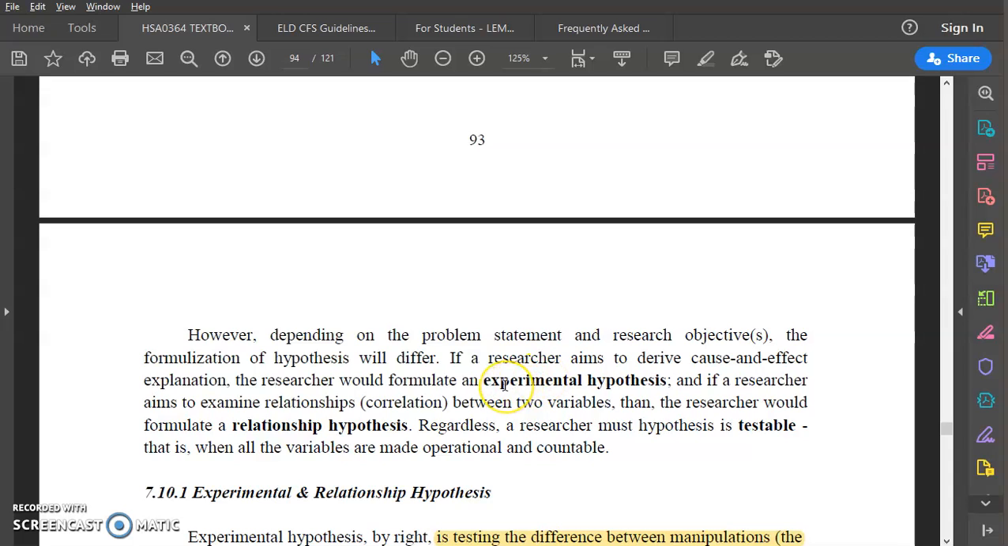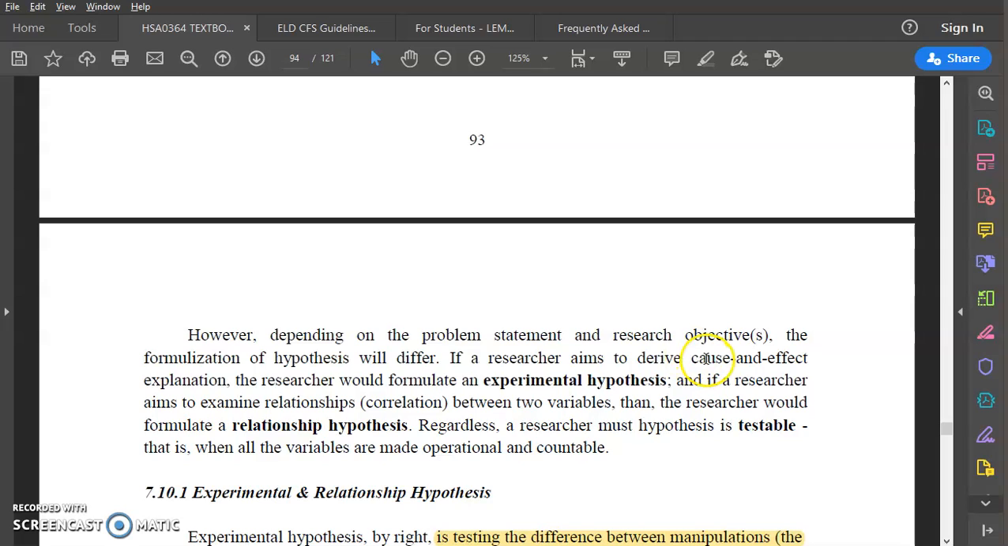We have an experimental hypothesis and a relationship hypothesis. This is somewhat related to what we've learned previously. So it says, depending on the problem statement and the research objective, the types of hypothesis that will be used or that will be formulated will differ.